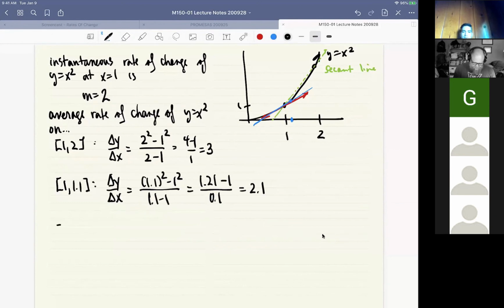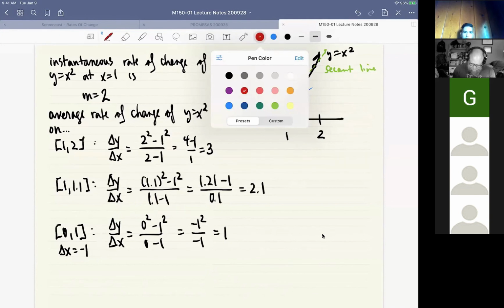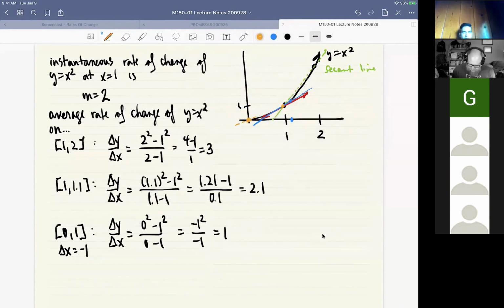Looking at the other side, the interval from 0 to 1. So this is as if delta x equals -1. So you can have deltas that are negative. What's the slope of the secant line, or what's the average rate of change on that interval? Well, it's 0 squared minus 1 squared over 0 minus 1. So this is showing us that the slope of the secant line here is 1, which is less than the slope of my tangent line.